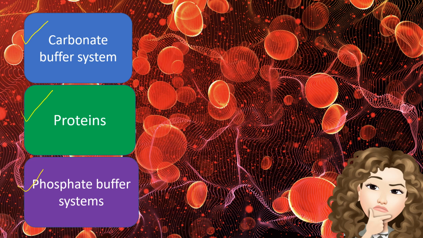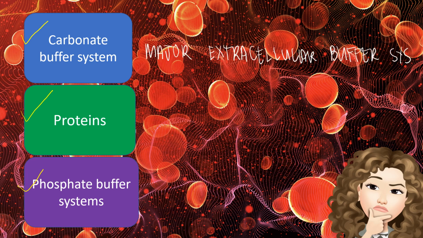We've already seen how the carbonate buffer system works in the previous slides, and this is actually the major extracellular buffering system. This is important in respiration. On the other hand, our phosphate buffer system here is the major intracellular buffer system and is good in dissociating when a base is added to the system.